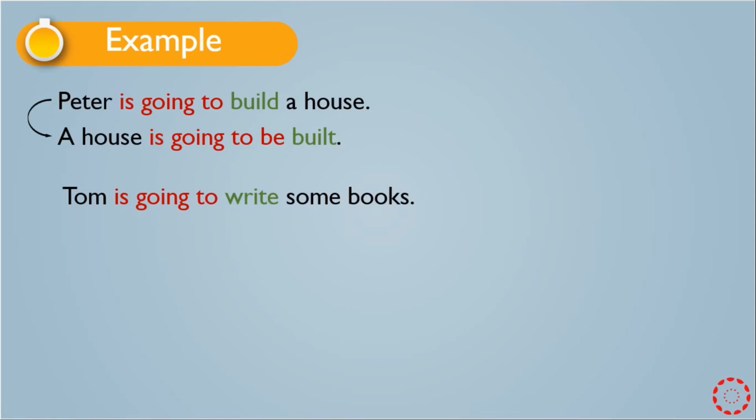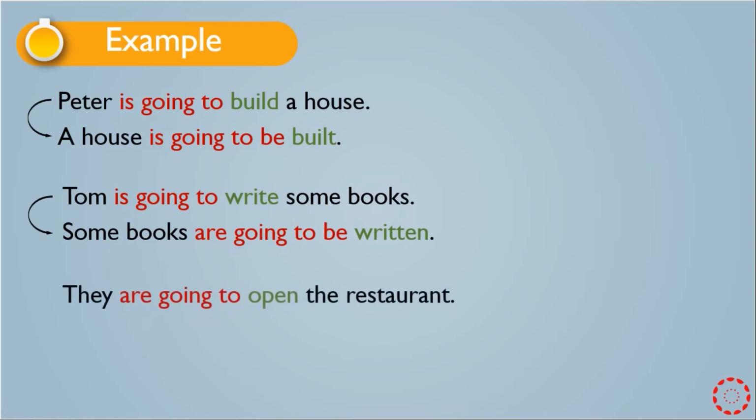Tom is going to write some books. Some books is an object. We say some books because it's plural. We say are going to be. Then we write the past participle of the verb. Write became written. This is irregular here.